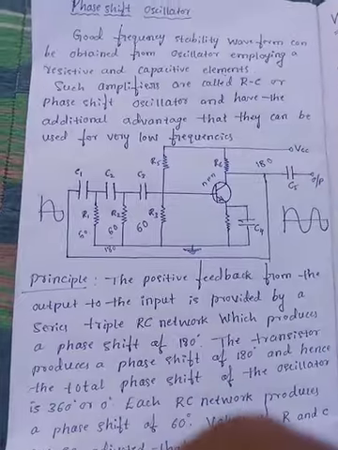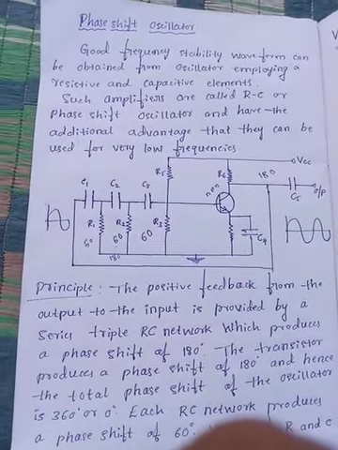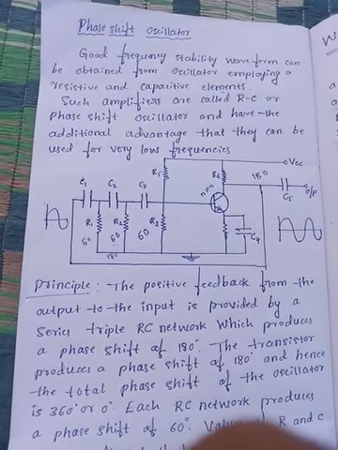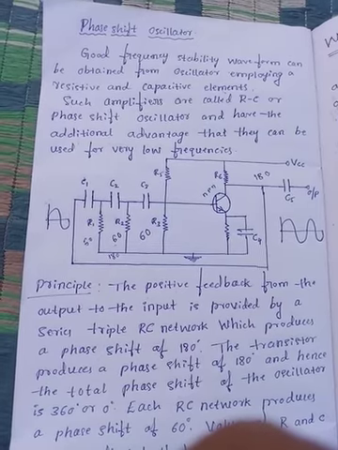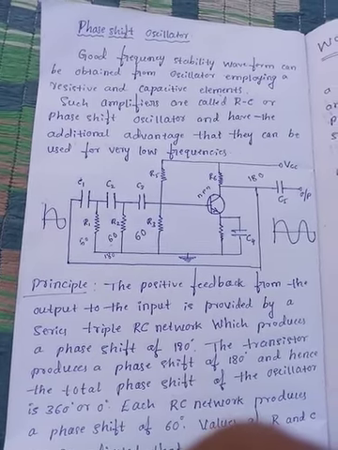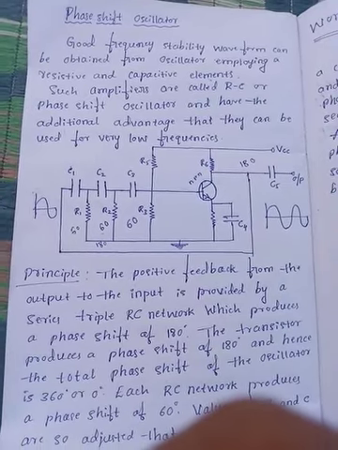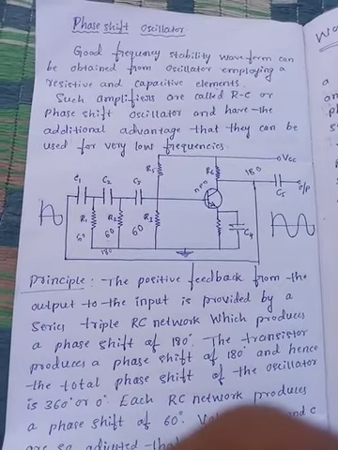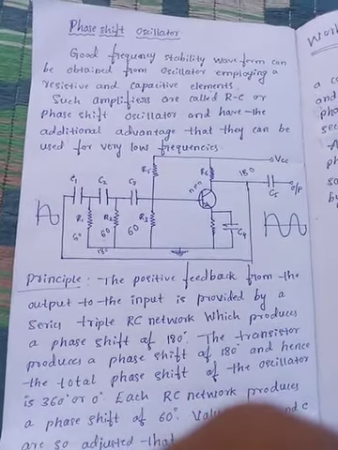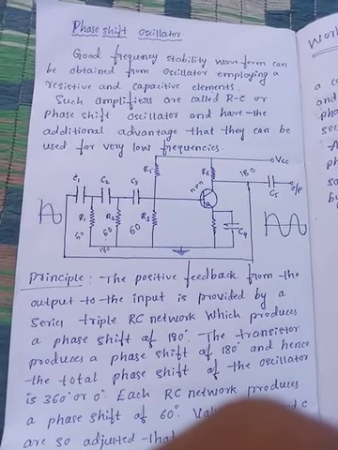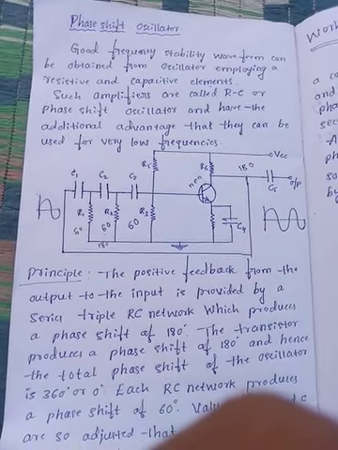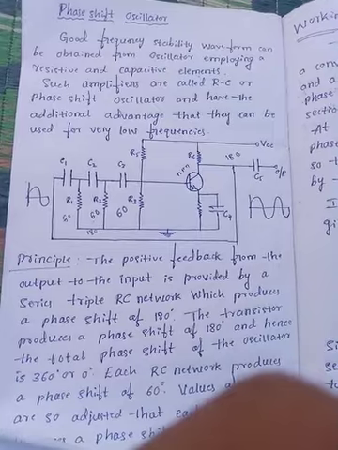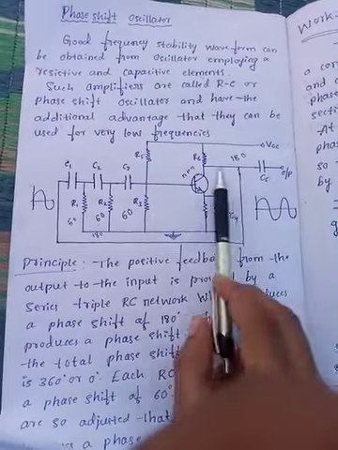Now the phase shift oscillator, which is a type of oscillator. Here a good frequency stability waveform that can be obtained from an oscillator employing resistive and capacitive elements is called a phase shift oscillator. It can also be called an RC oscillator because it contains resistor and capacitor elements. Such oscillators are called RC or phase shift oscillators, and they have the additional advantage that they can be used for very low frequencies.